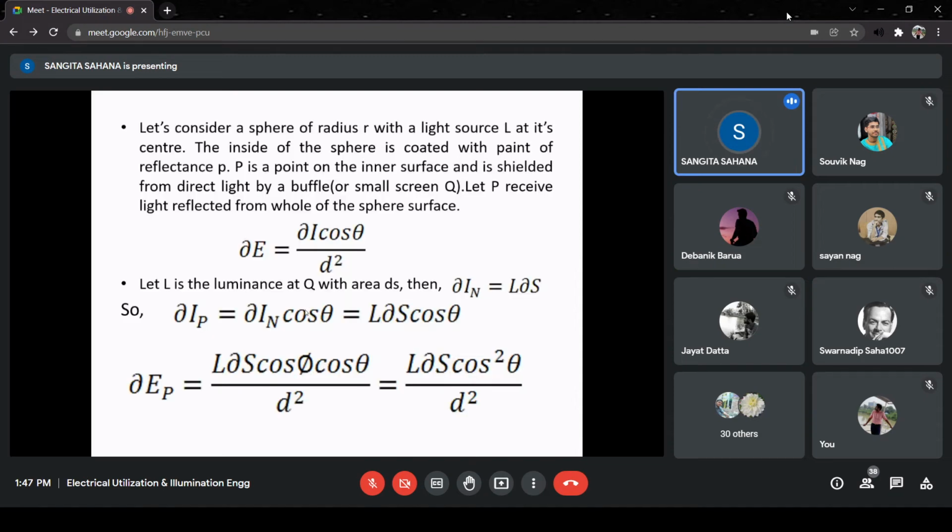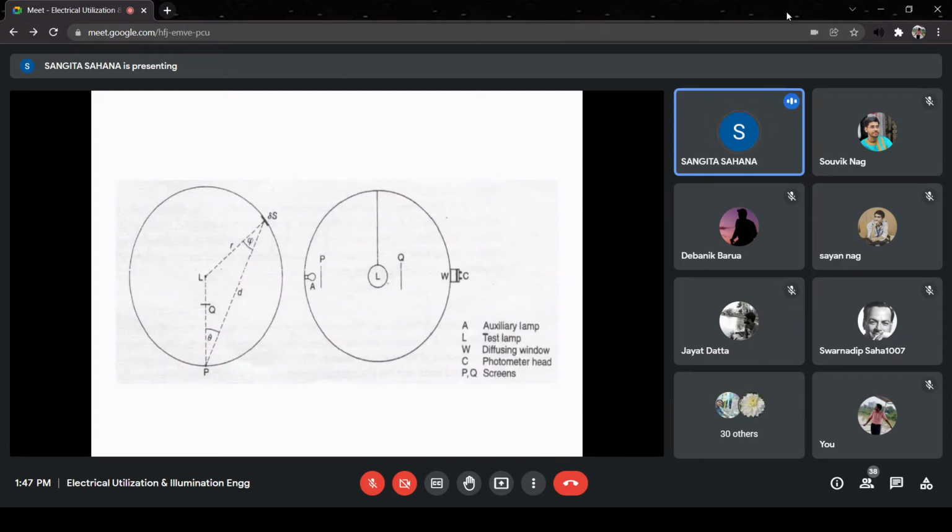Okay, so let me explain at first. Let's consider a sphere of radius r, with a light source L at its center. The inside of the sphere is coated with paint of reflectance rho. P is a point on the inner surface and it's shielded from the direct light by a baffle Q. So how much light will be received at point P?